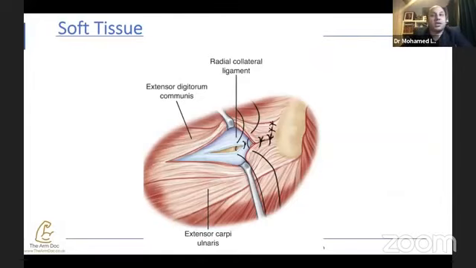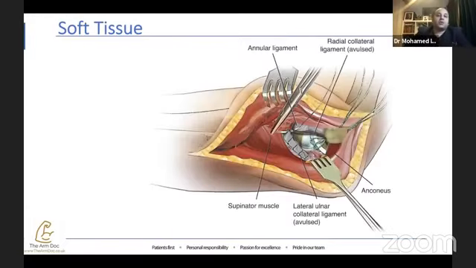You've addressed your radial head, you've addressed your coronoid. In closure, there are different ways of repairing the soft tissue structures. If the posterior half of the lateral collateral ligament is still attached to the lateral epicondyle, then the anterior half of it, the annular ligament, the radial collateral ligament and the extensor muscle are repaired to the posterior half using interrupted absorbable sutures.